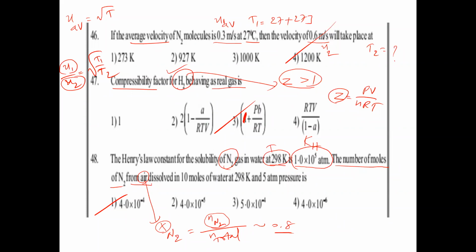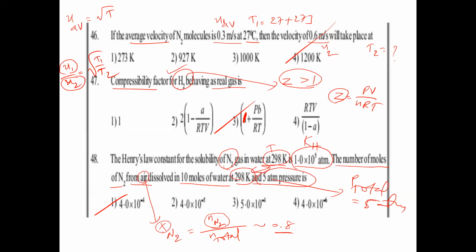So, how many moles of nitrogen gas is dissolved in water? How many moles of water given? 10 moles of water, at same temperature. Temperature is kept constant, initial and final same temperature maintained here. So it's constant temperature, 10 moles of water is taken. And in this 10 moles of water, nitrogen gas is dissolved from air. Okay. And what is the pressure given? Total pressure is given 5 atm. So P total is equal to 5 atm. Total pressure is given to you. Henry's law constant is given.